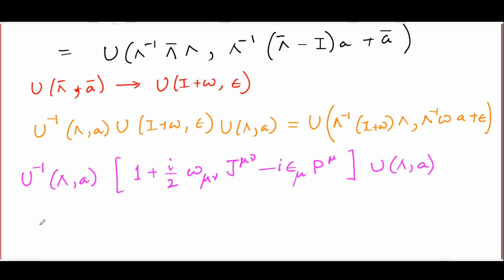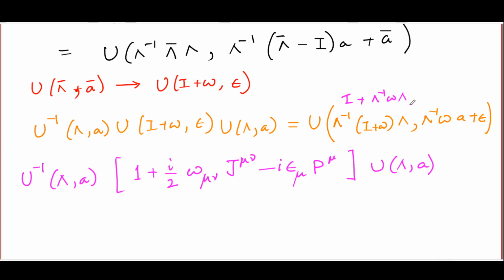On the right hand side, you have to realize that this quantity is actually identity plus lambda inverse omega lambda. So the infinitesimal Lorentz transformation has changed from I plus omega to I plus lambda inverse omega lambda. Note that lambda inverse omega lambda is still an infinitesimal matrix because of the presence of the omega in it. Similarly, the translation has now become lambda inverse omega A plus epsilon, which is also an infinitesimal translation.